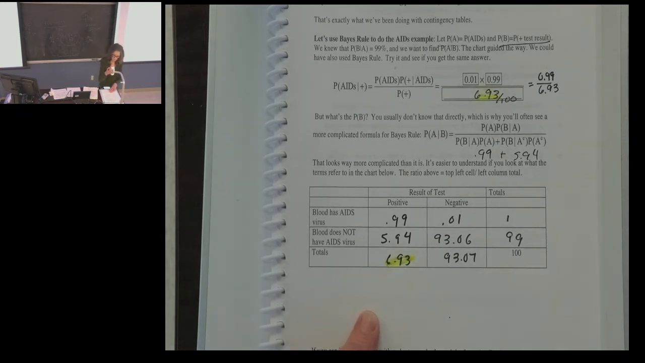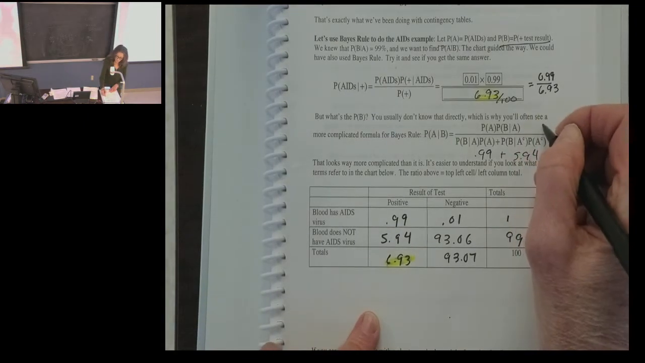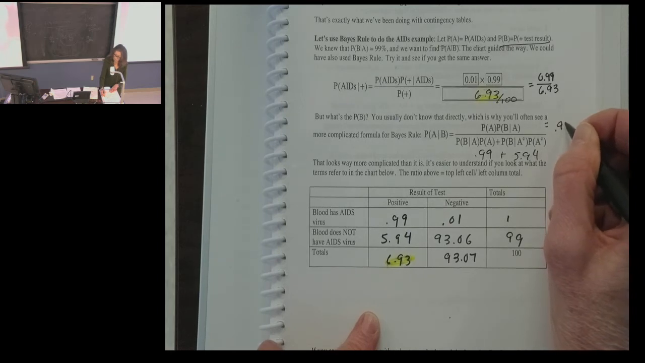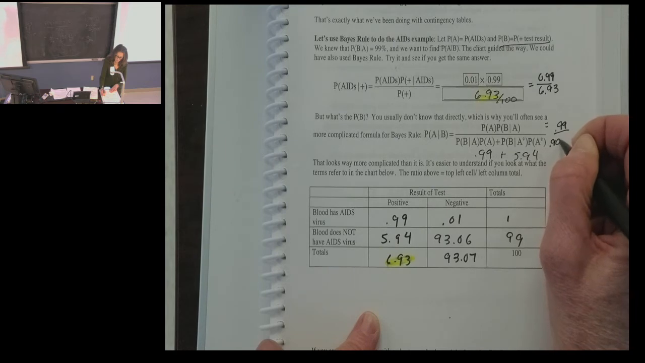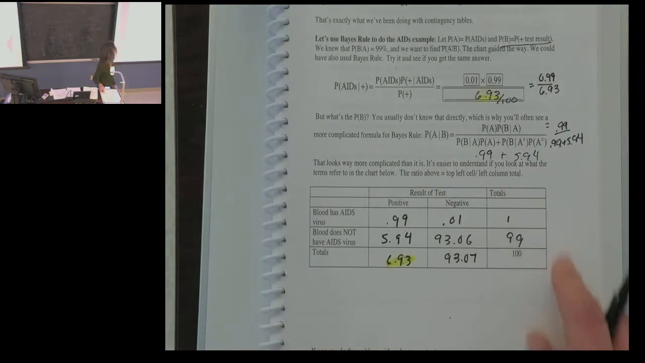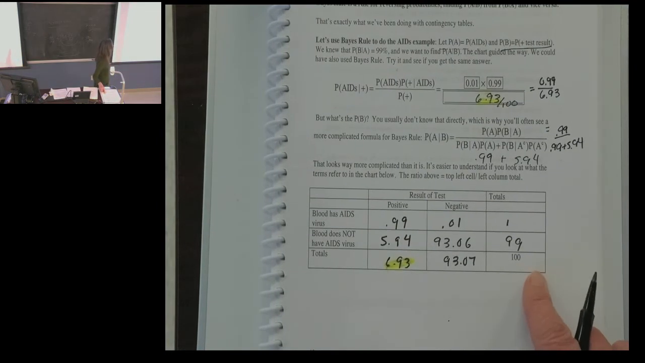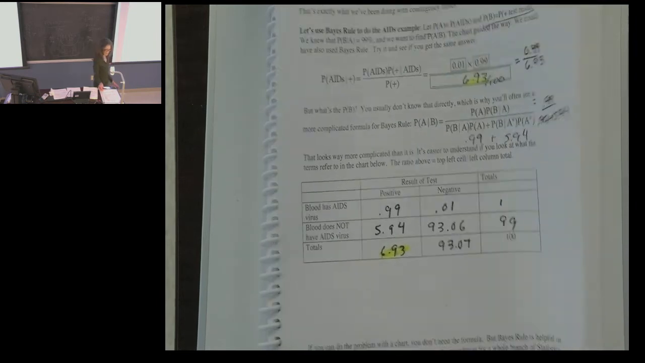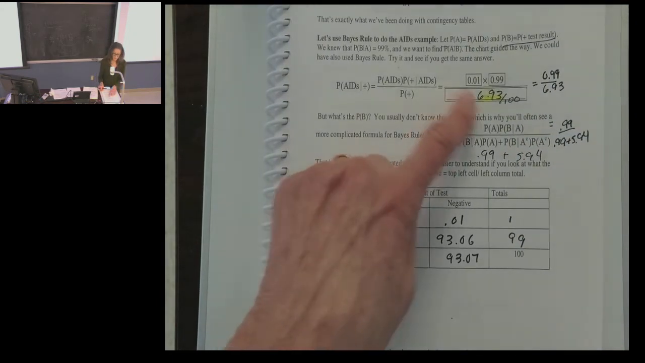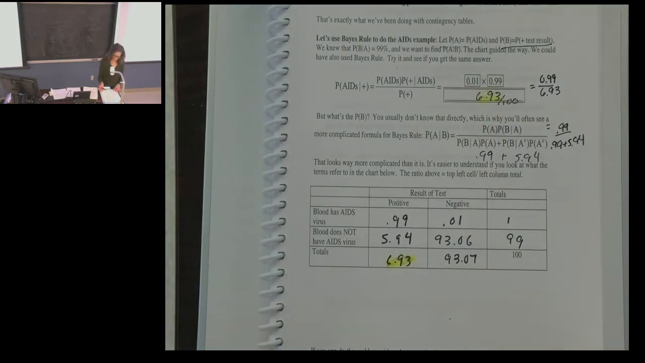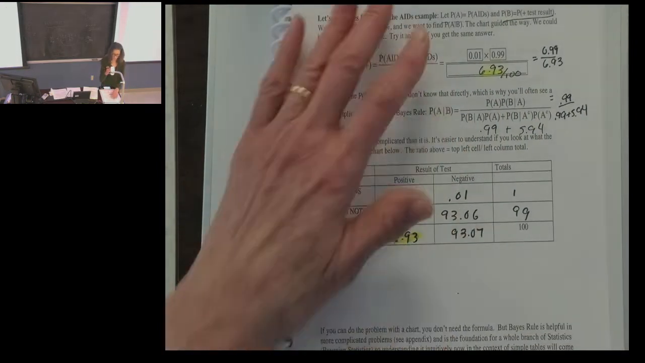And so this right here works out to be 0.99 over 0.99 plus 5.94, except they divided the top and bottom here by 100 if you do it with these probabilities. That's the top. These are divided by 100. Okay, so you're going to have to know this?